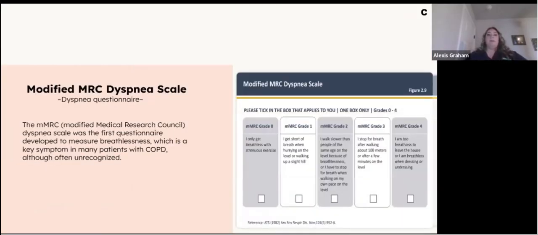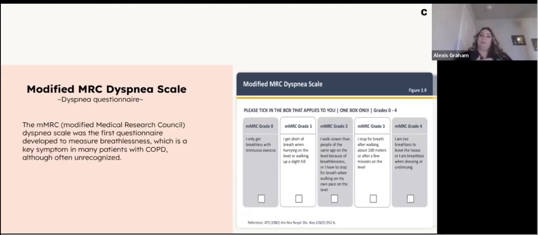Next, we have the MRC dyspnea scale. It's basically a dyspnea questionnaire. The mMRC, Modified Medical Research Council, dyspnea scale was the first questionnaire developed to measure breathlessness, which is a key symptom in many patients with COPD, although often unrecognized. So you have grade 0, 1 to 4, and it just asks you basically how severe your breathlessness or your dyspnea is.